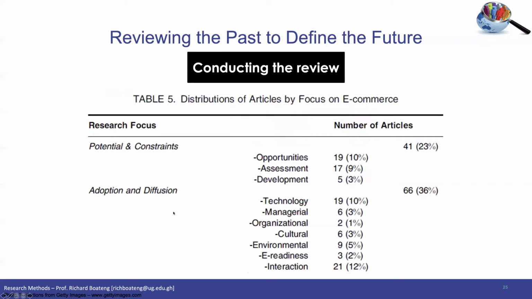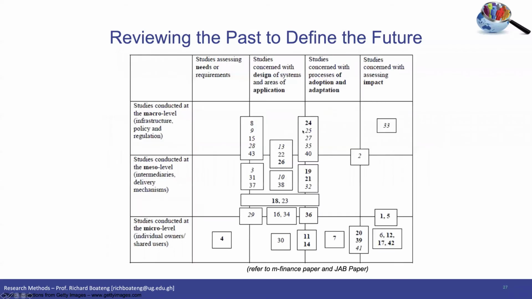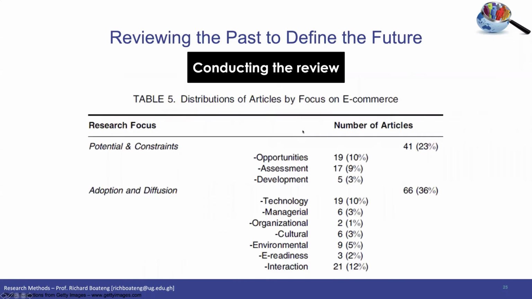Then I mentioned that I was looking at potential and constraints, opportunity, assessment, and development, adoption and diffusion. So I had to break it down. So you can map the issues according to the geographic count, sorry, economic count, economic distribution.